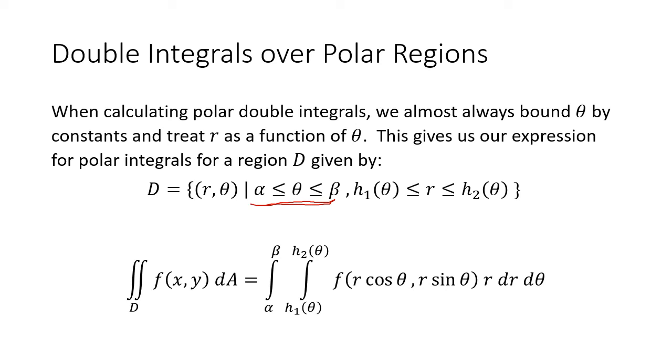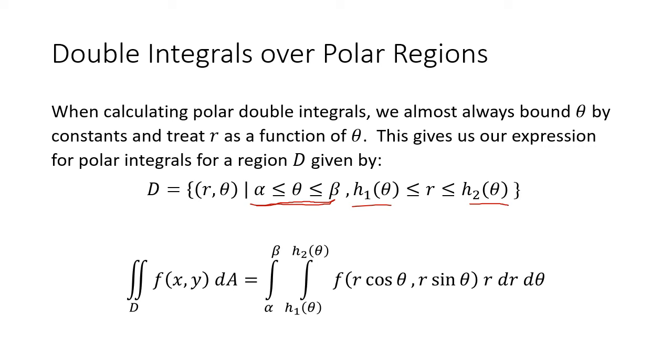However, r is typically given as our dependent variable when we're doing polar coordinates. You can see this as well if you put your calculator into polar coordinates and hit the y equals button: it's going to give you r equals, meaning your dependent variable is r and your independent variable becomes theta. So typically we have to bound r by two functions of theta. In this case, h1 and h2 bound our radius.